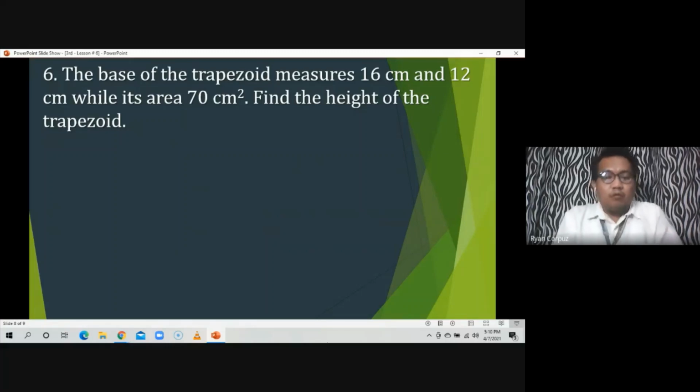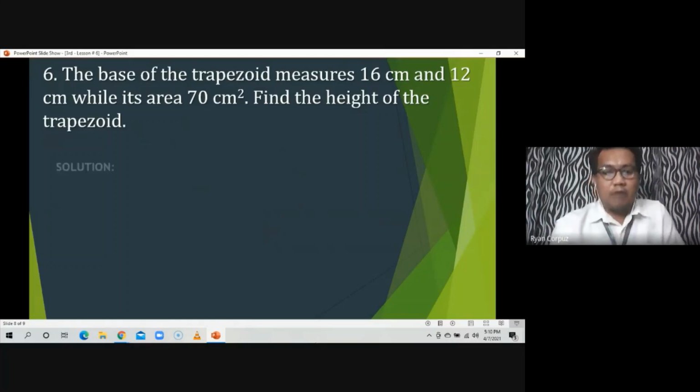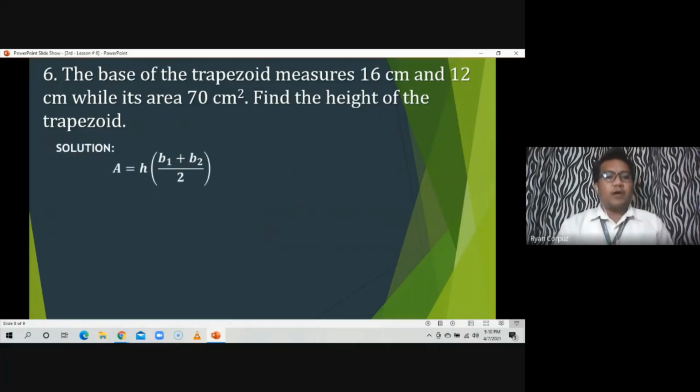So paano natin kukunin yon? Since the given figure is a trapezoid, that means the formula for finding the area of a trapezoid will help us in order to find the height of the trapezoid. And what would be that formula? So A is equal to h times the quantity b sub 1 plus b sub 2 all over 2.